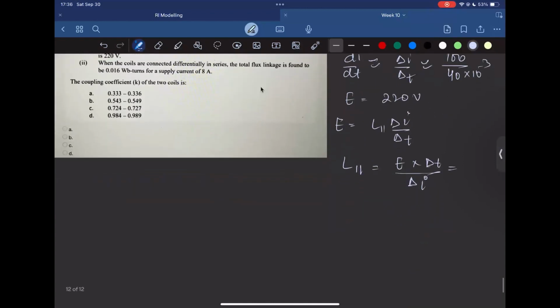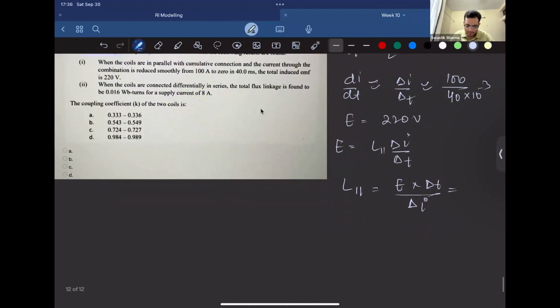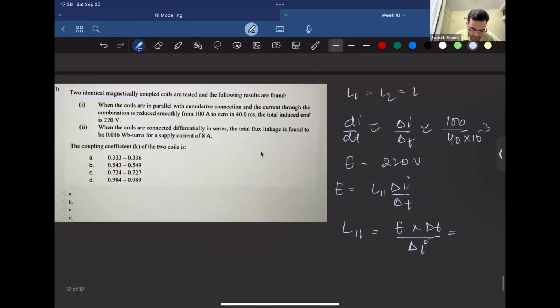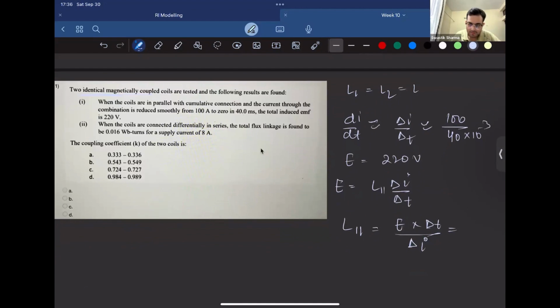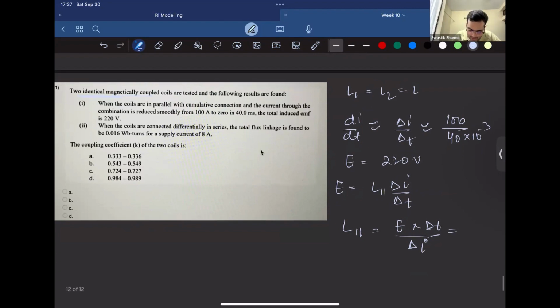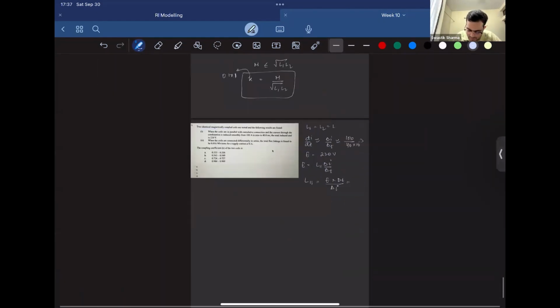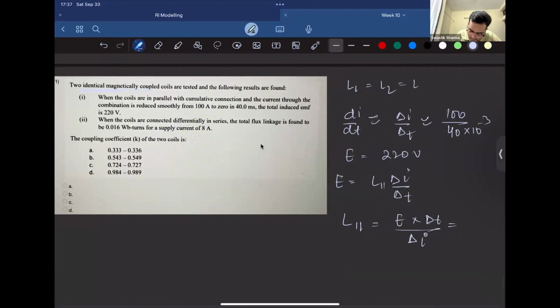So let's solve this question, right? What this question says is that two identical magnetically coupled coils are tested, and it is found that when the coils are in parallel, the current through the combination reduces smoothly from 100 ampere to 0 in 40 milliseconds. That means delta I by delta T is given, 100 upon 40 milliseconds. And the total induced EMF is 220 volts. From the concept of self-inductance, we know E is nothing but L di by dt, right?